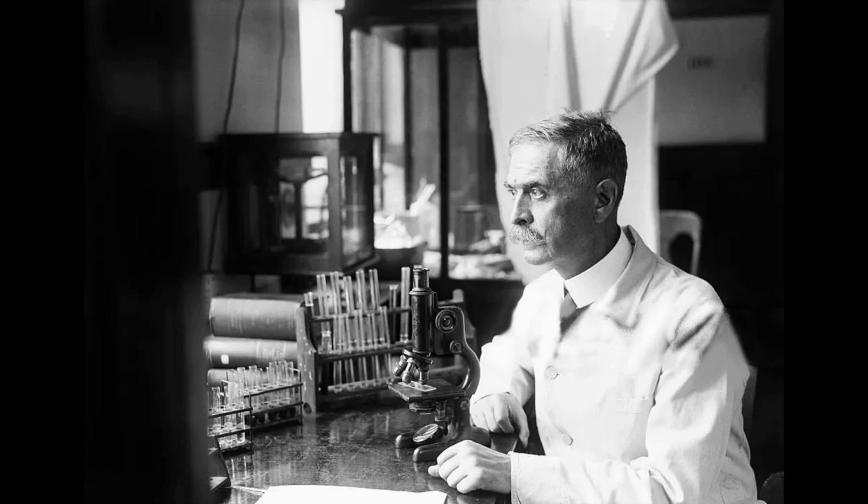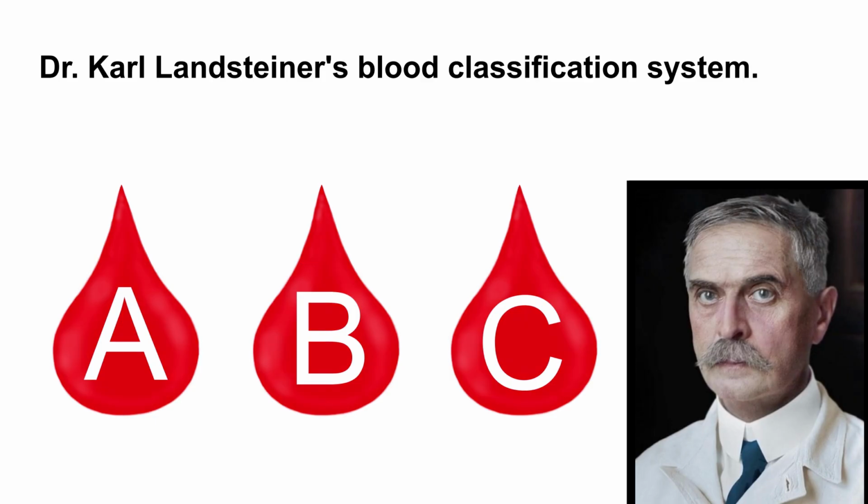In 1901, he demonstrated that humans have at least 3 blood groups, based on the type of antigens attached to the outer layer of the cell membrane in red blood cells. Landsteiner named the blood groups A, B, and C.